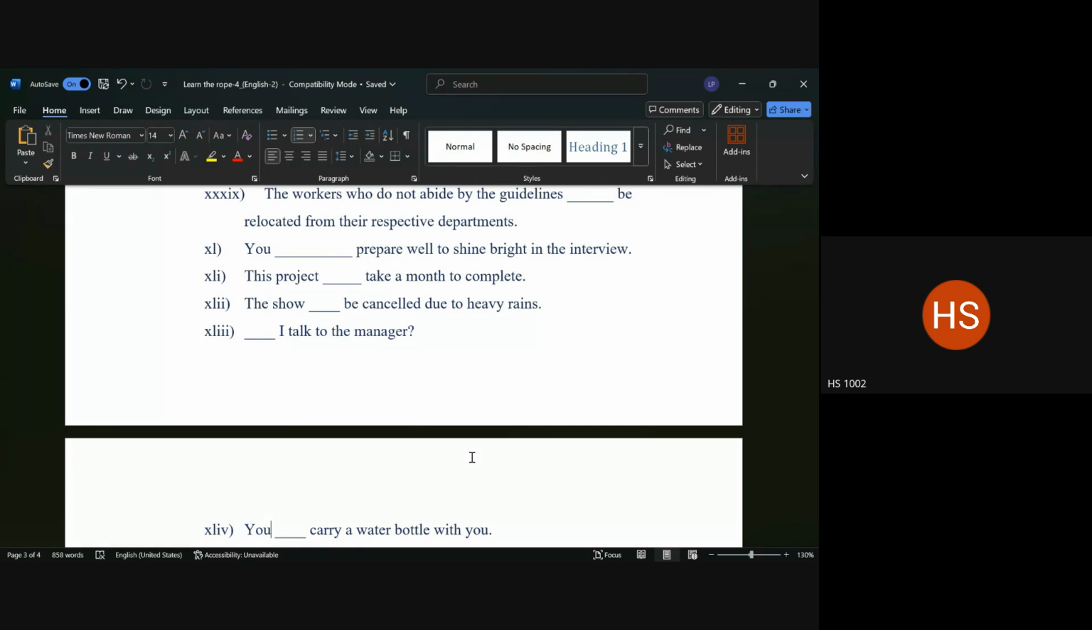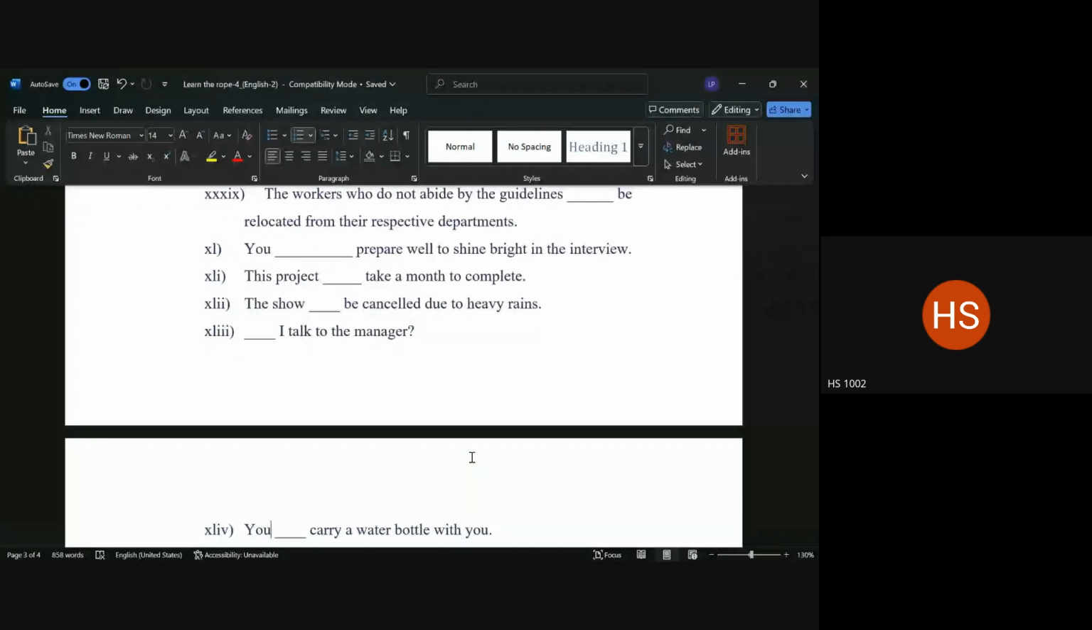This project dash take a month to complete. Will. Can. Will take a month to complete. Can take a month to complete. Yes. Might take a month to complete. Would. May take a month to complete. Could take a month to complete. Yeah, many options are possible.